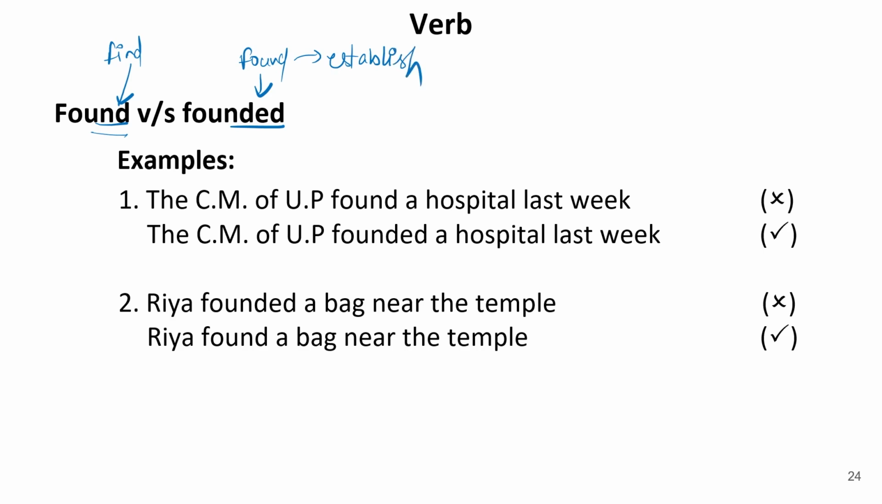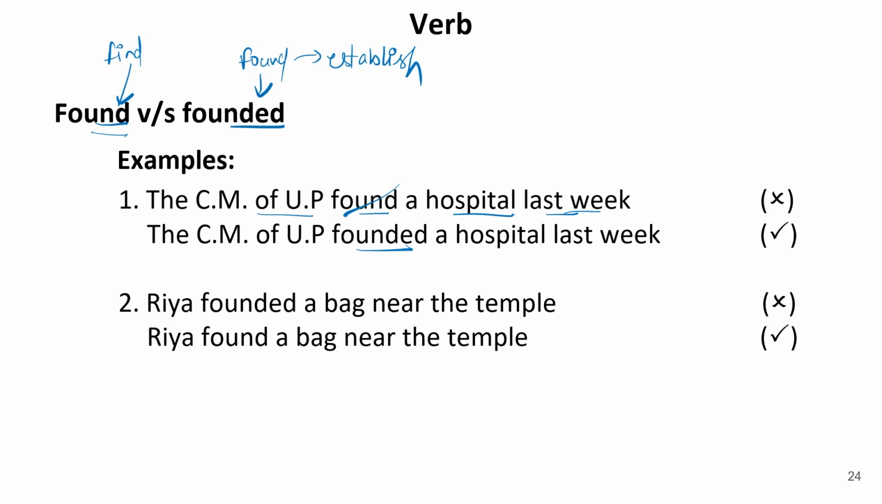So let us see the sentences. The CM of UP found a hospital last week. Now last week shows the past tense. So here we need founded, not found. So the second form of found is founded, because he just did the inauguration of the hospital. So to do the establishment of something, to set up something, we use founded. So the CM of UP founded a hospital last week. Because we are talking about last week, we'll use founded.